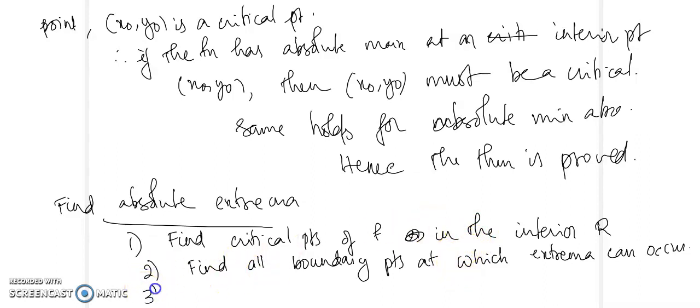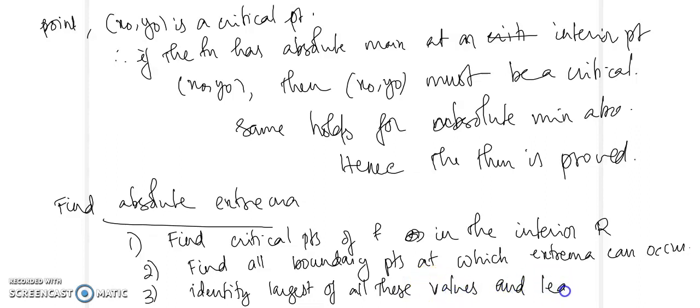And in step 3, identify the largest of all these values and the least of all these values. So find the largest and least values among those obtained in step 1 and step 2. The largest value will be the absolute maximum and the least value will be the absolute minimum. So let us see how to find absolute extrema. Let us look at one problem.